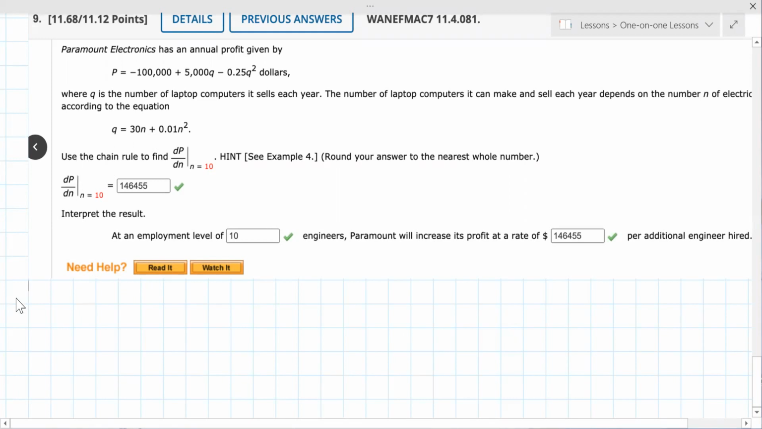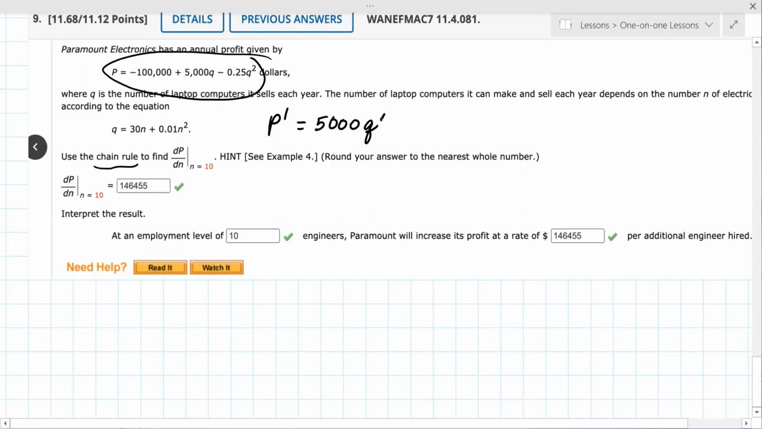Okay, so they say use the chain rule, and what they mean is that up here, whenever you take a derivative with respect to q, you have to include a q prime. Let me try to explain that by actually going through it. So p prime equals the derivative of minus 100,000, which is 0, but the derivative of 5,000 q is 5,000. But since q is a function of another letter, you have to write q prime.